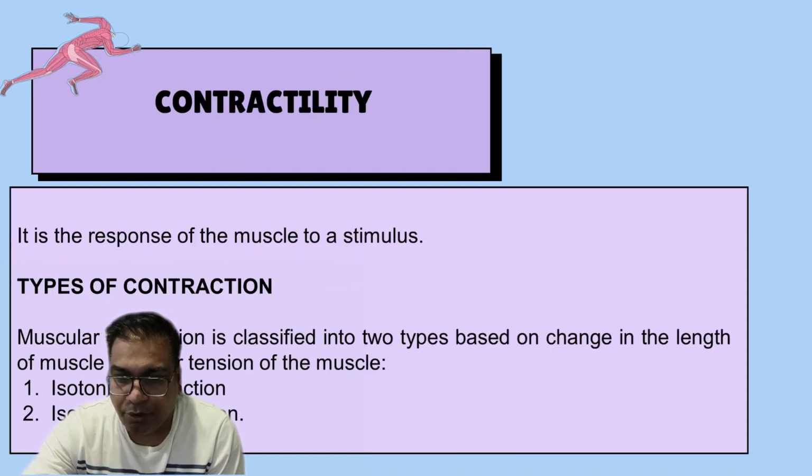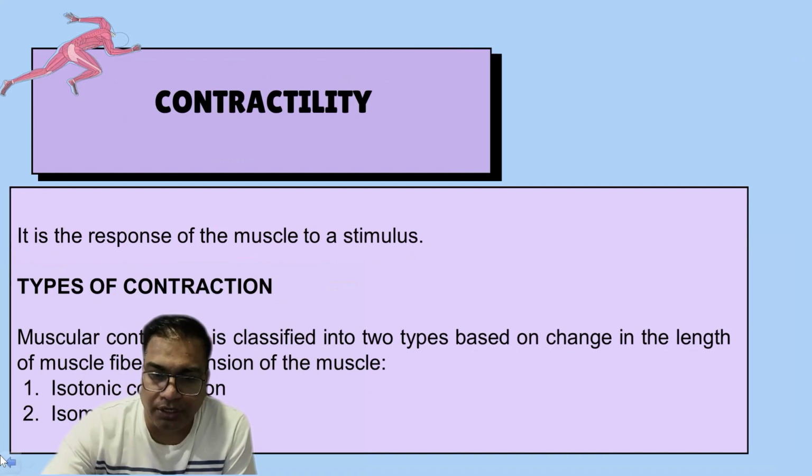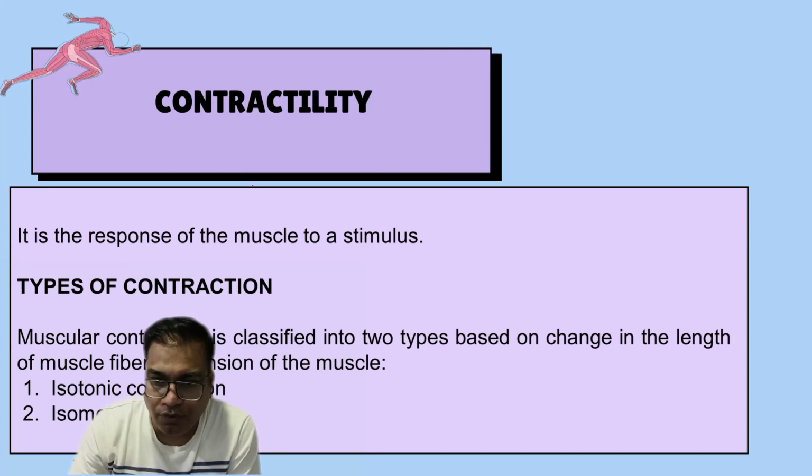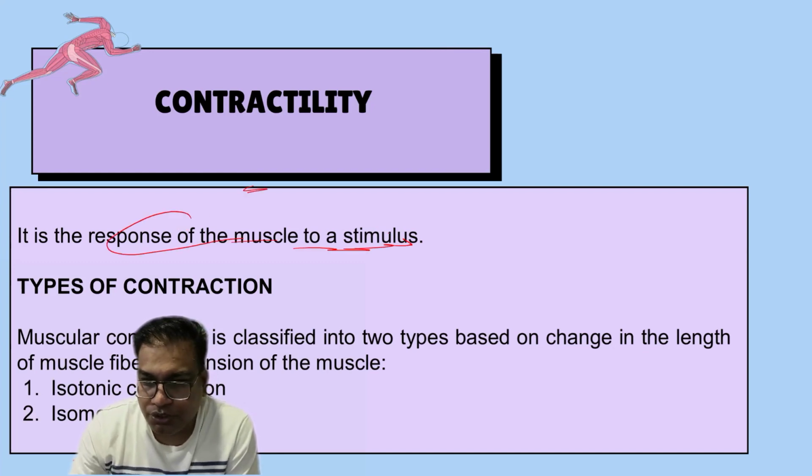Now come to the second property, which is the contractility. So contractility is the response of muscle to stimulus.